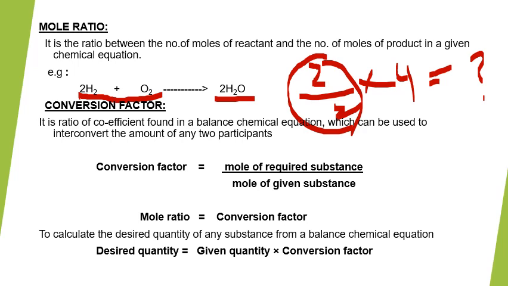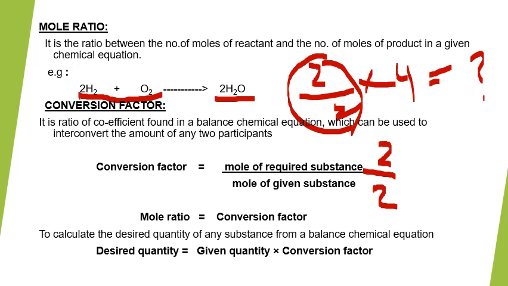So I will relate the moles of hydrogen and water in this balanced chemical equation first. So I will write 2 upon 2. This is the conversion factor from this balanced chemical equation, right? This is called mole ratio or conversion factor. Now, how to use it in calculation?